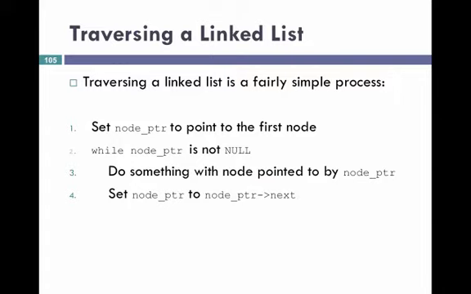Traversing a linked list is a simple process. Traversing means to go through each element of the list in order. So we can set a node pointer to point to the first node, and then a while loop. While the node pointer is not null, we can do something with the node pointed to by node pointer, and then set node pointer equal to node pointer arrow next.